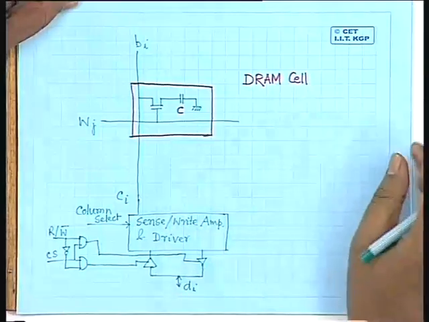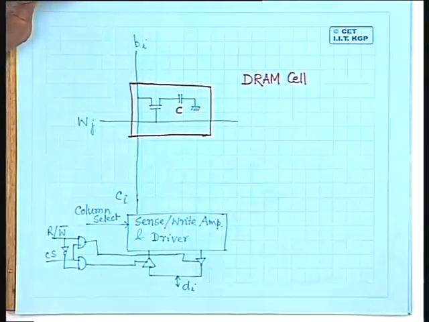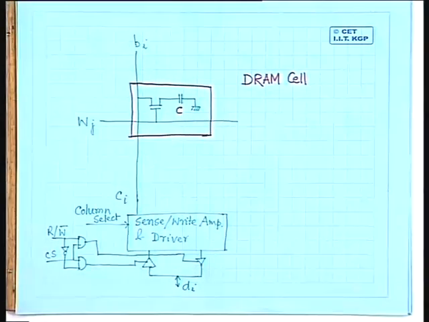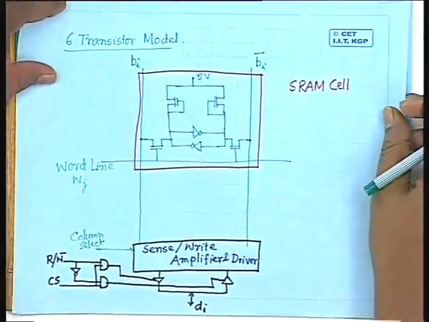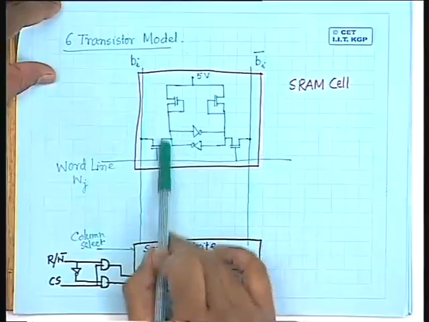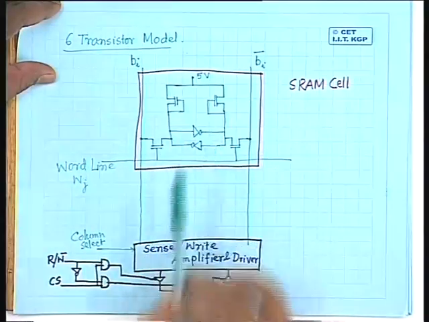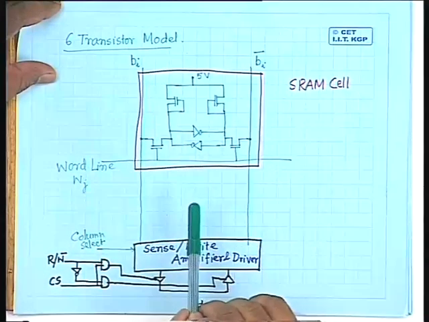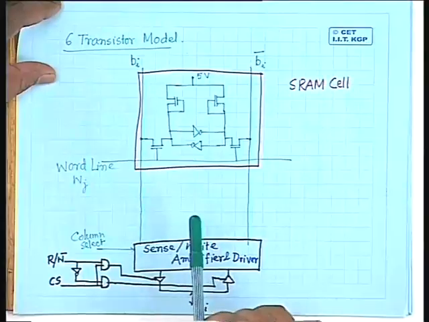Unlike static RAM, where the basic cell consists of a latch, this is a static RAM cell. And since the basic cell consists of a latch, once you store a value, the value will remain until and unless it is overwritten by a new value.